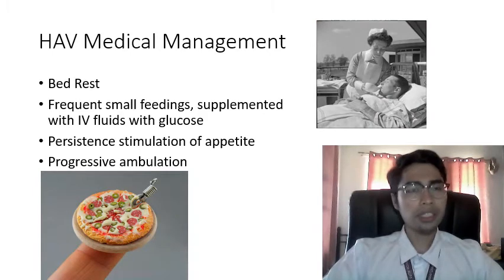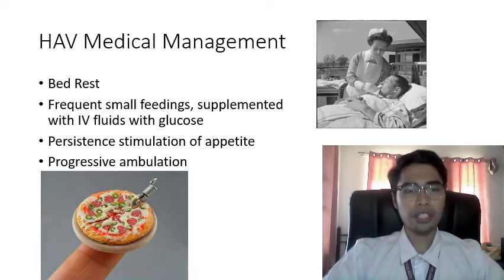Okay, what is the medical management for hepatitis A? Well, because of the malnutrition and the weakness of the patient suffering from this infection, we have to provide complete bed rest to minimize exertion of energy and promote healing. Frequent small feedings. Why? Because of anorexia.